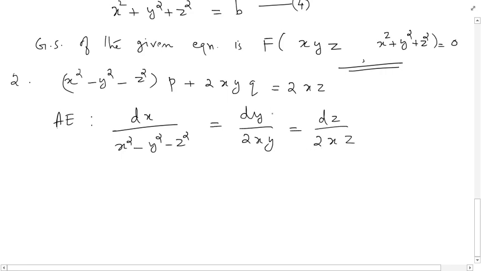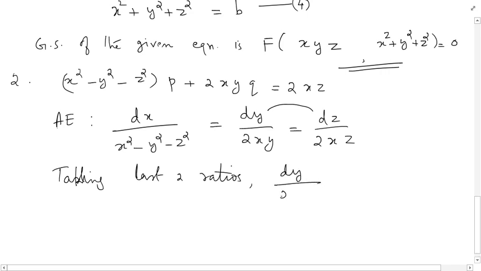In this case, we can see that if we take the last two ratios, we can find one solution. Let's do that first. So taking the last two ratios, we can write dy by 2xy equal to dz by 2xz. So here you can cancel 2x and 2x. Therefore you will get dy by y equal to dz by z, which are in variable separated form. So now integrate this one.